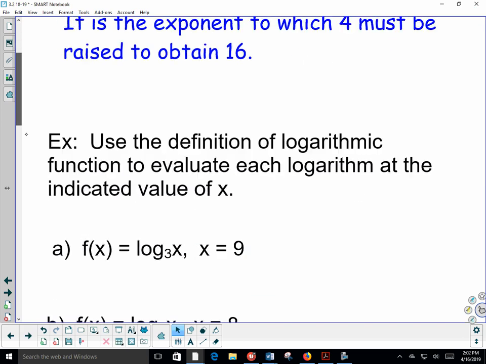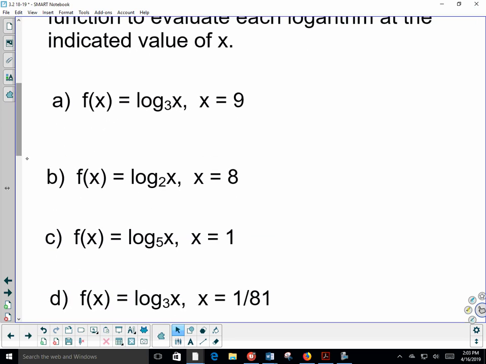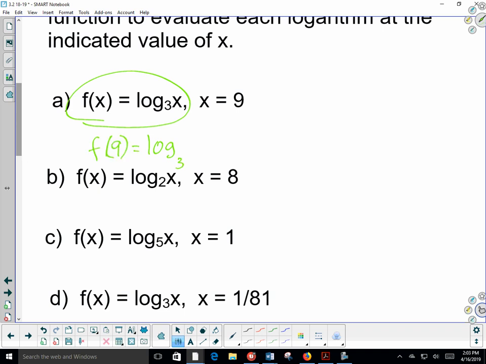So let's try a couple more of these. What if I have log to the base 3 of x as my function, and I want to know the value of the function when x equals 9? That's basically saying I want f of 9, which is equal to log to the base 3 of 9. Can you help me out with that, Jenna? Evaluating log to the base 3 of 9, which means 3 raised to what power gives me 9. 3 to the second power. So log to the base 3 of 9 is equal to 2 because 3 to the second is equal to 9. So my answer is 2.